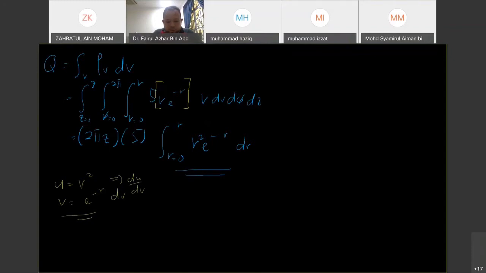Maybe integral calculation. Integral calculator. Yes, so you just log in to www.integral-calculator.com. Then you will get the answer for this question.